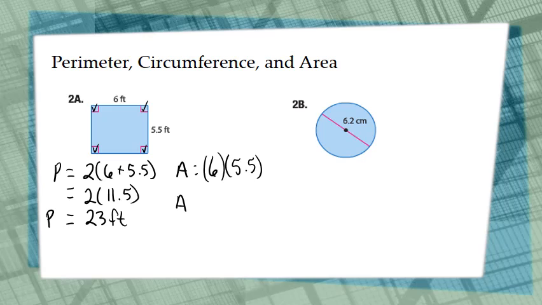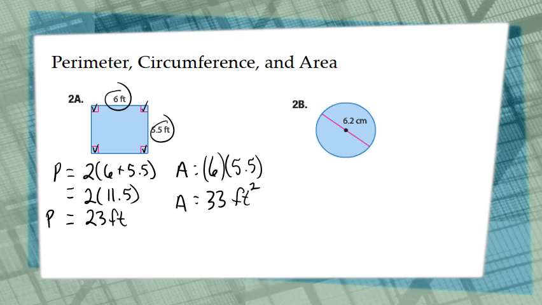Let's see, 6 times 5.5, I can actually do that in my head. 6 times 0.5 is 3. 6 times 5 is 30, 33. So it is going to be 33, and this is important, using your unit of measurement, square feet. So 33 square feet. All right, now let's look at the circle.